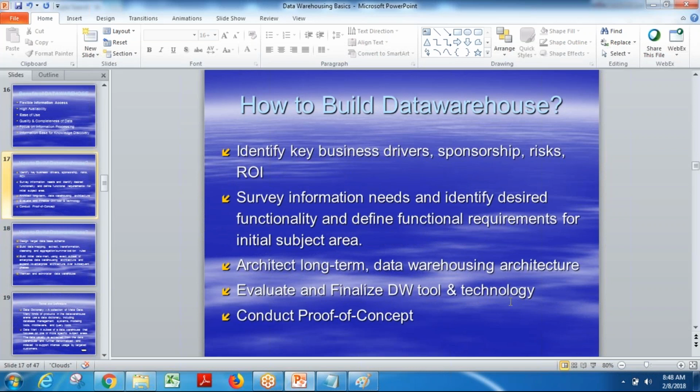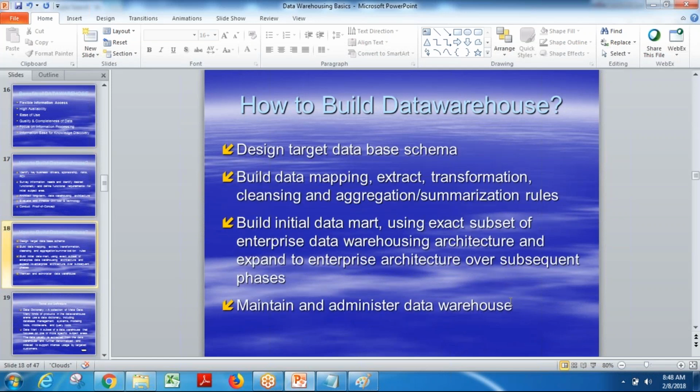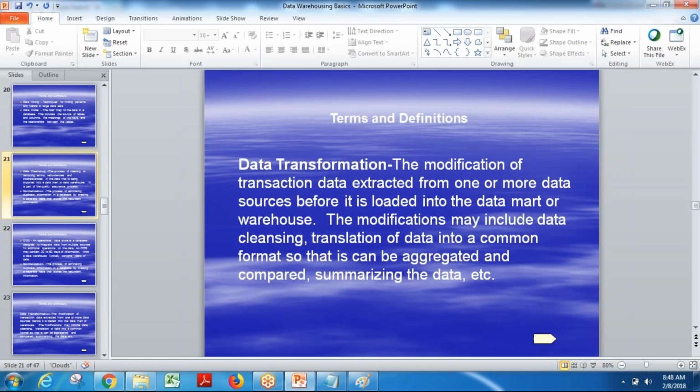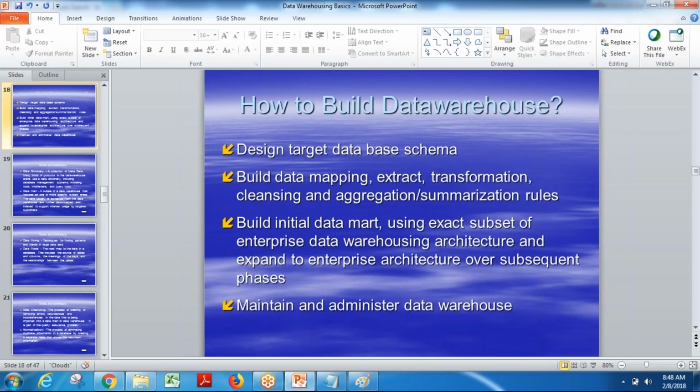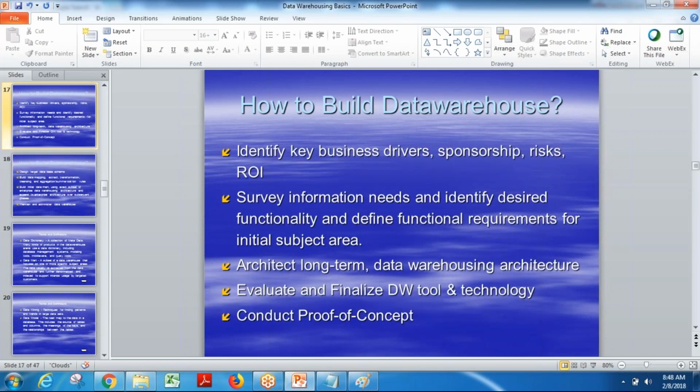So I just want to cover this slide, and probably I'll stop it for today. Tomorrow we'll talk about the architecture of the data warehouse, and then we'll wind up different architectures, data lake architecture and everything. Whenever you want to build a data warehouse, there are certain steps that you need to follow.